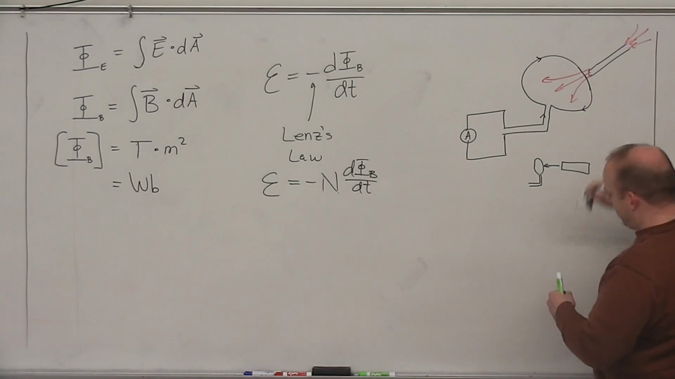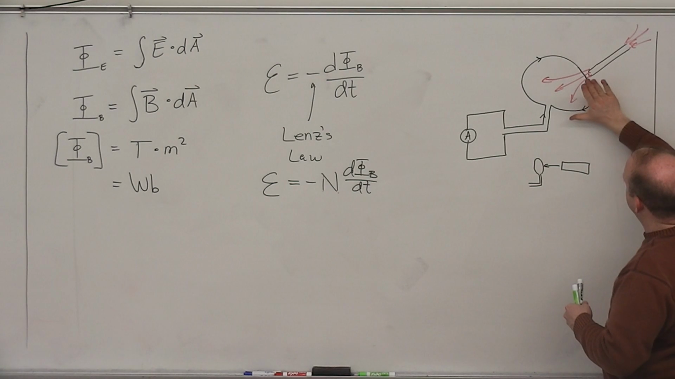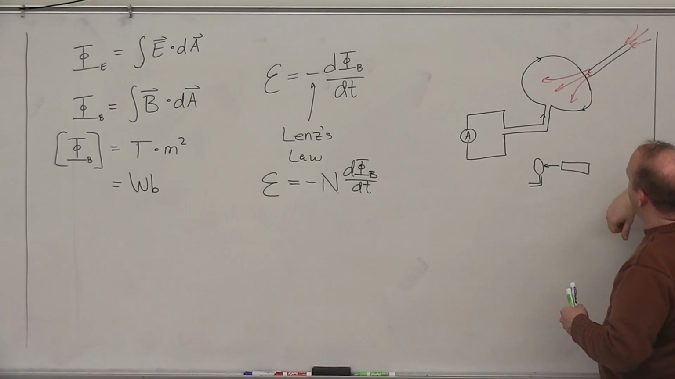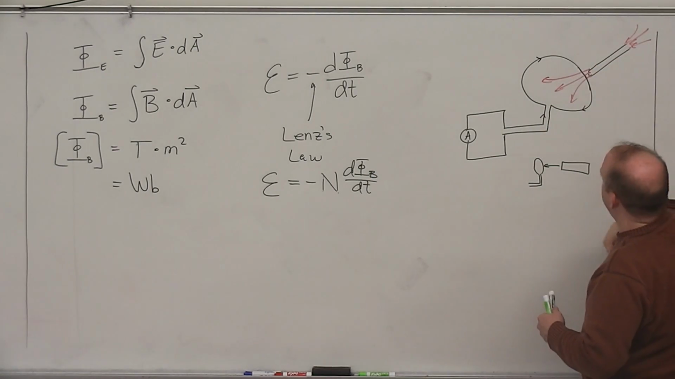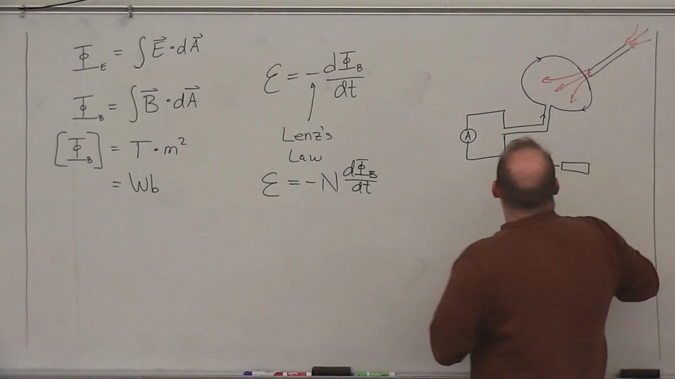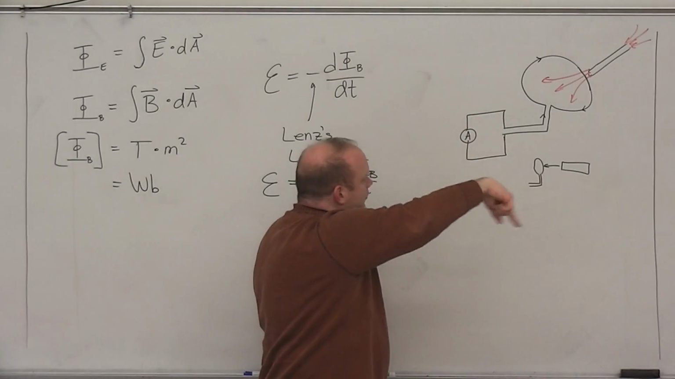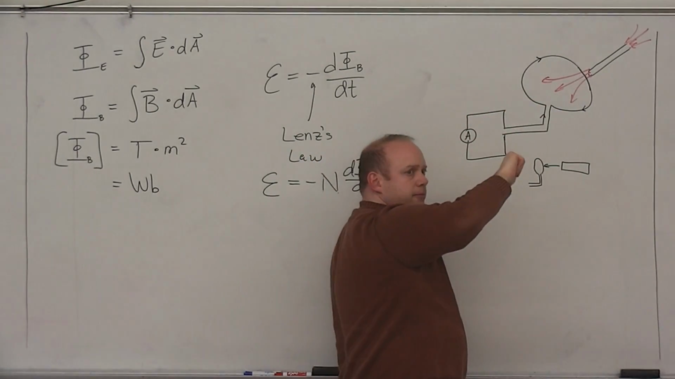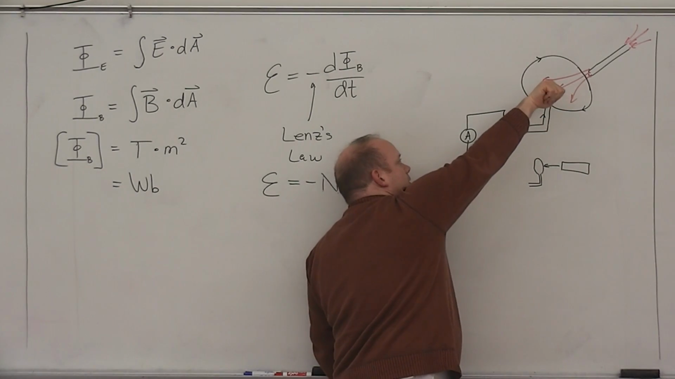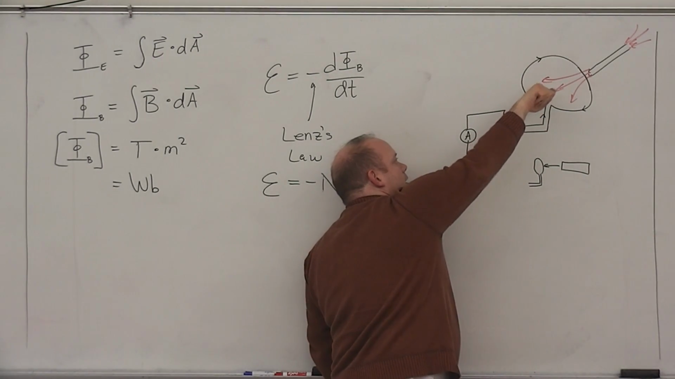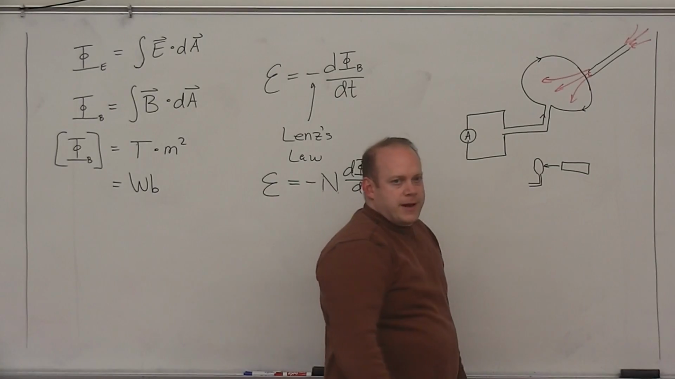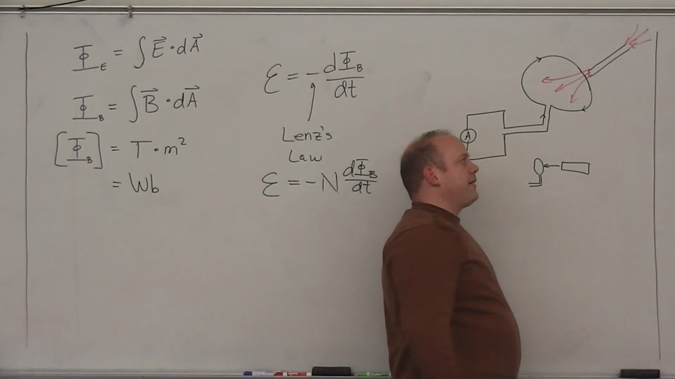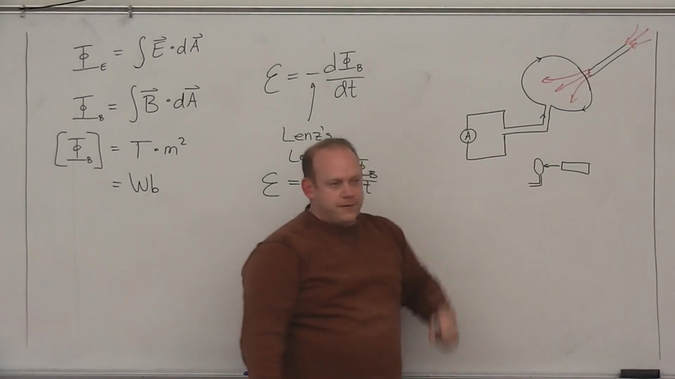Because as I go around, my magnetic field is going in this direction. Another way you can think about it is, if I'm going around this loop like this, I wrap my fingers in the direction of the current, the other right-hand rule, and my thumb points in the direction of the magnetic field. The direction of the induced magnetic field to try to oppose this magnetic field.